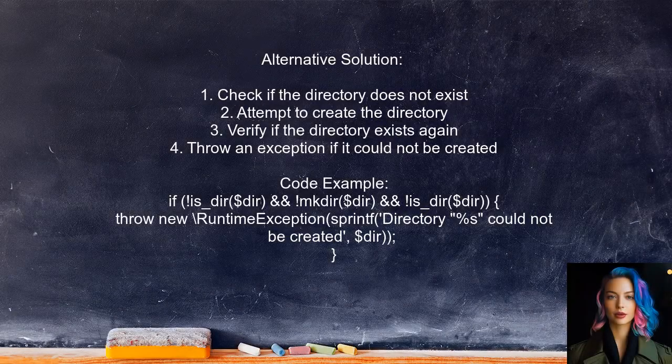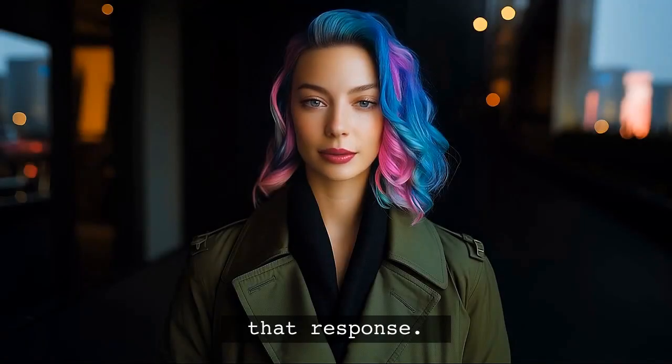Now let's look at the answers provided by other users. One user points out that a race condition does exist in this scenario. They suggest a safer approach to handle directory creation. The code checks if the directory does not exist, attempts to create it, and then verifies its existence again. If the directory still isn't created, it throws an exception. That's all for that response.